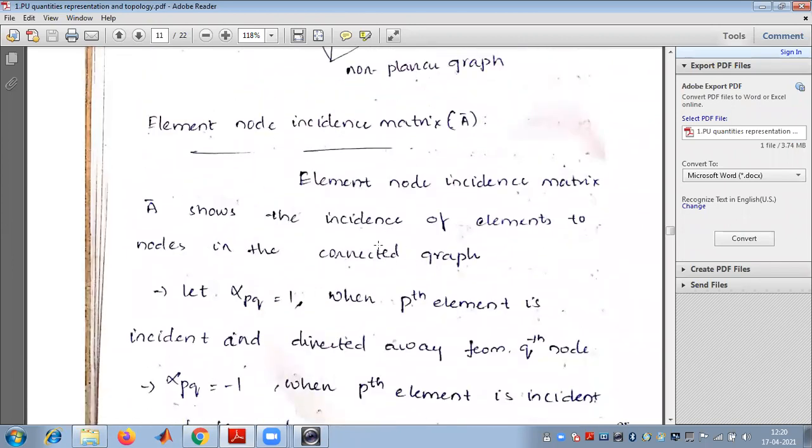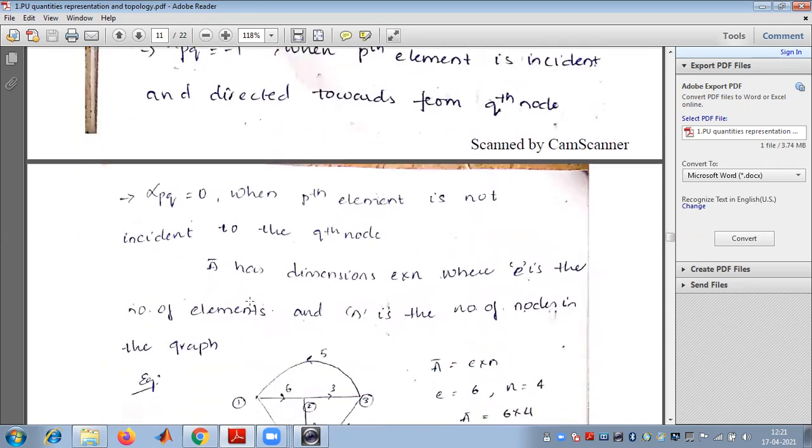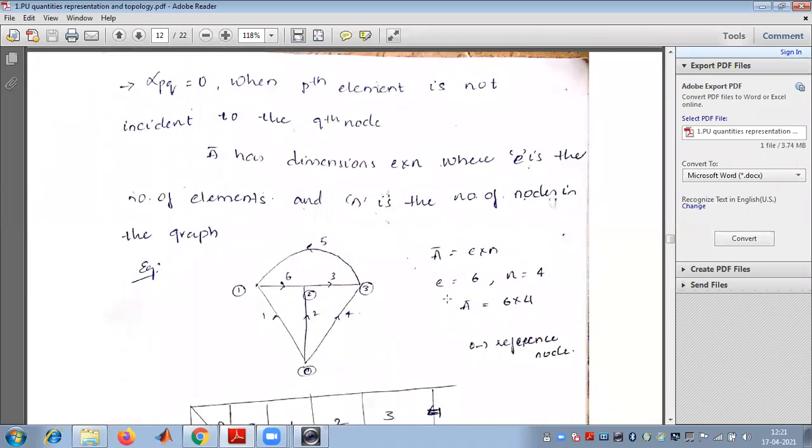But before going to that, first of all, please try to remember this. There are some assumptions here. Let alpha suffix pq be equal to 1 when the pth element is incident and directed away from the qth node, and alpha pq is equal to -1 when the pth element is incident and directed towards the qth node. Alpha pq is equal to 0 when the pth element is not incident to the qth node. Now A bar has dimensions of E by N, where E is the number of elements and N is the number of nodes.